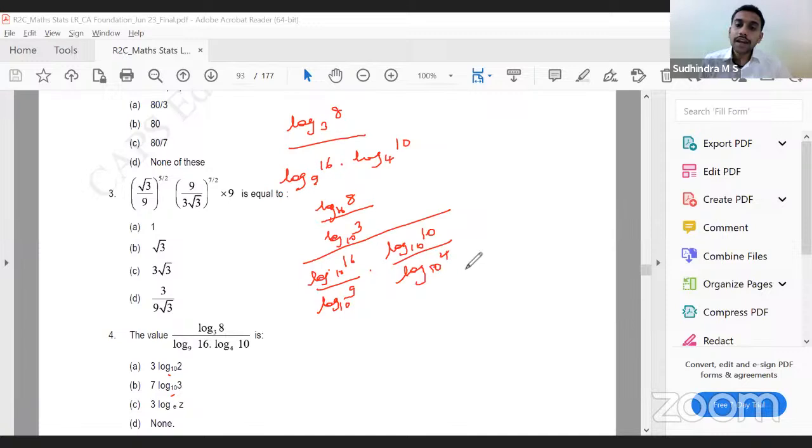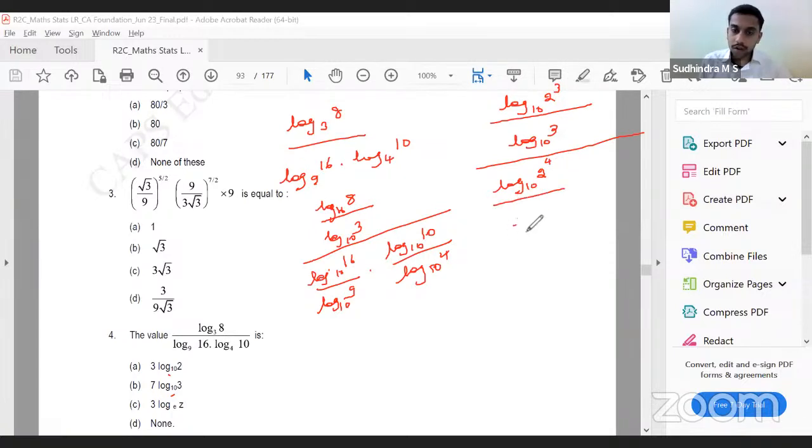Now, log of 8, we can write it as 2 cubed. So 3 log 2 to the base 10 divided by log 3 to the base 10. Whole divided by log 16, which is 4 log 2, or 2 to the power of 4. Correct. Log 9 is log 3 to the power square. Into what is log 10 to the base 10? 1. And log 4 is log 2 square to the base 10.